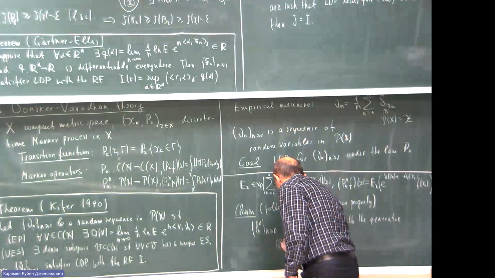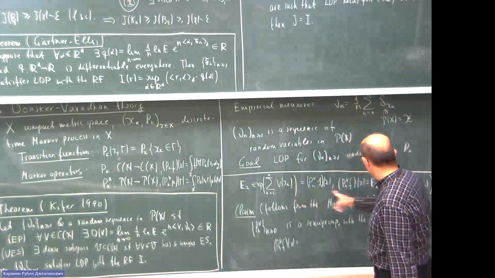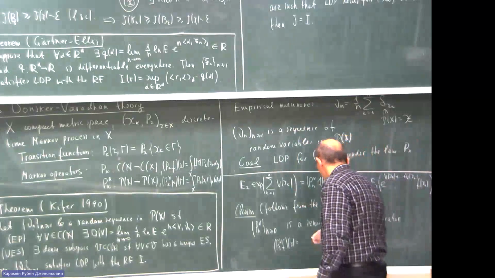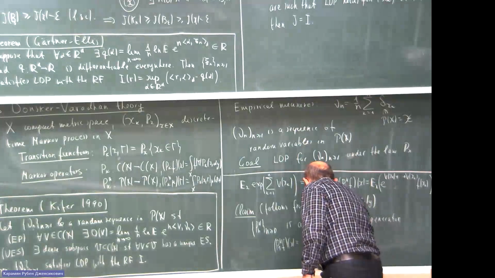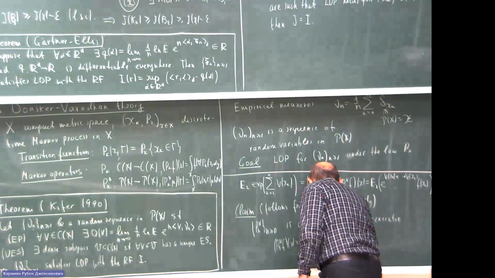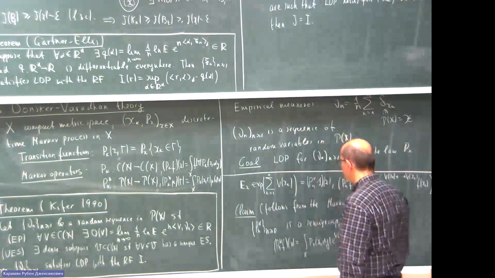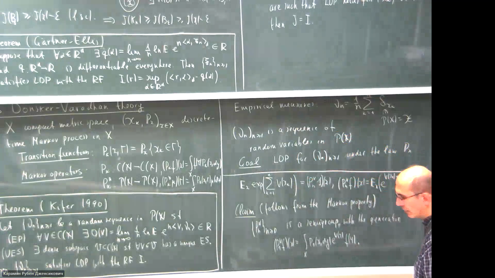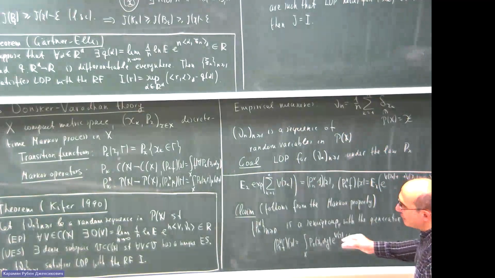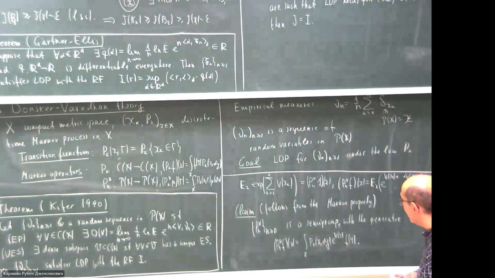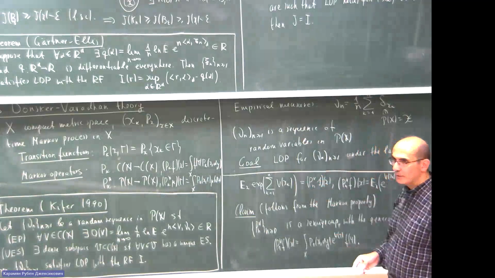P_1^V f of x is what? It is this expression when n is equal to 1. But I can write it using the transition function P(x, dy), integral of exponential V of y times f of y. So we see clearly the connection between the pressure and the behavior of the semigroup, which is called the Feynman-Kac semigroup.